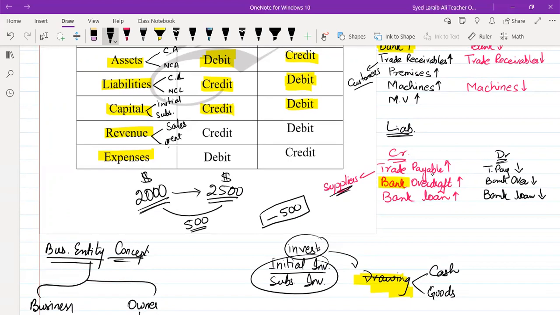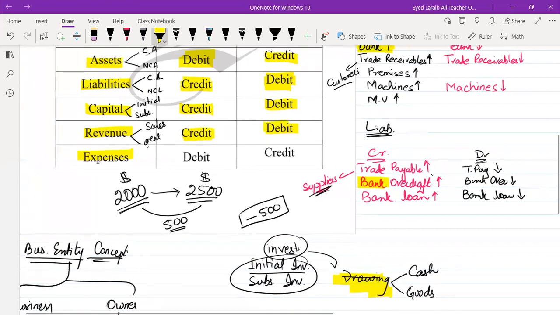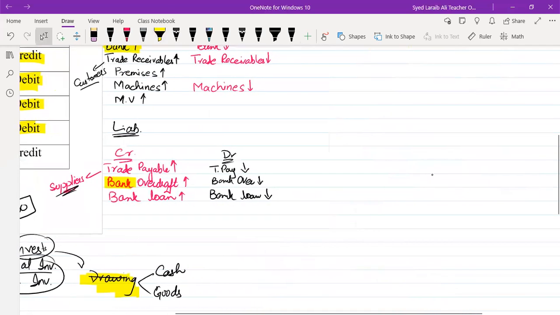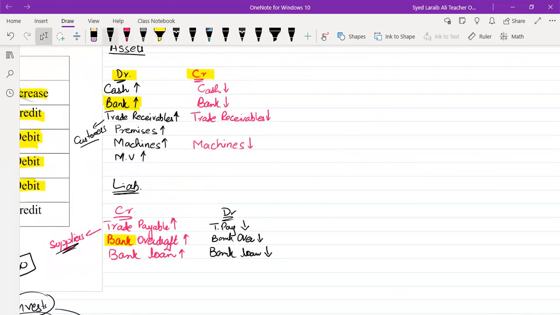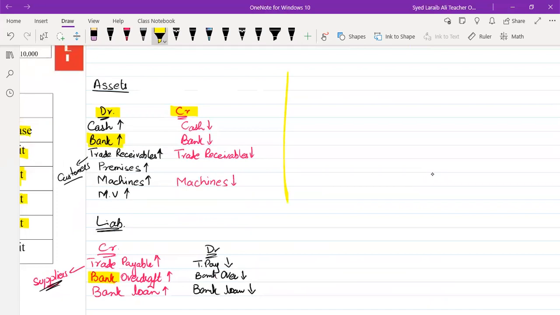So all these incomes, all these amounts generated by the business, are called revenue. Now, when the business generates income, it increases in the business and is recorded on credit side. However, when the income decreases, it is recorded on debit side. The question arises here, sir, how is it possible? How does the income decrease in the business? So I'm just giving you an option, the examples here of revenue or income.